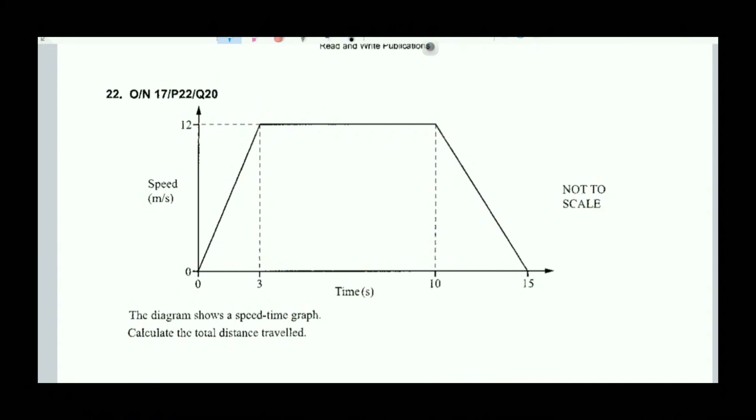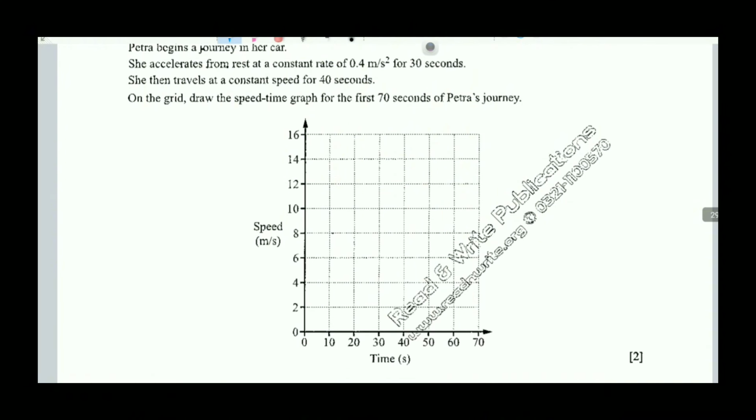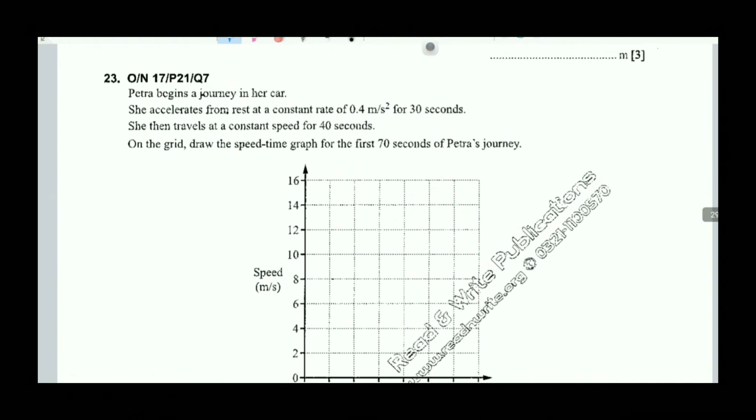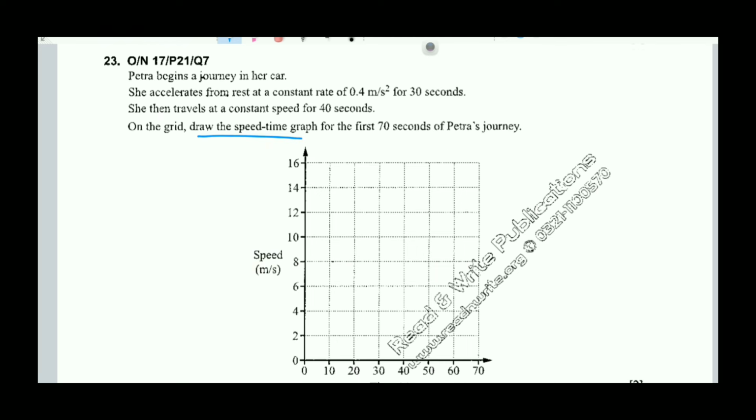Calculate the total distance traveled. This is also very easy. Total distance means area, you can find it easily. Next question is, okay, we have to draw the speed time graph for the first 70 seconds of his journey.